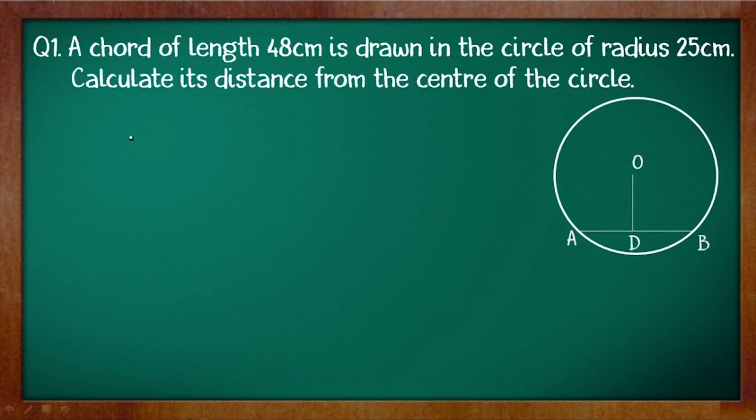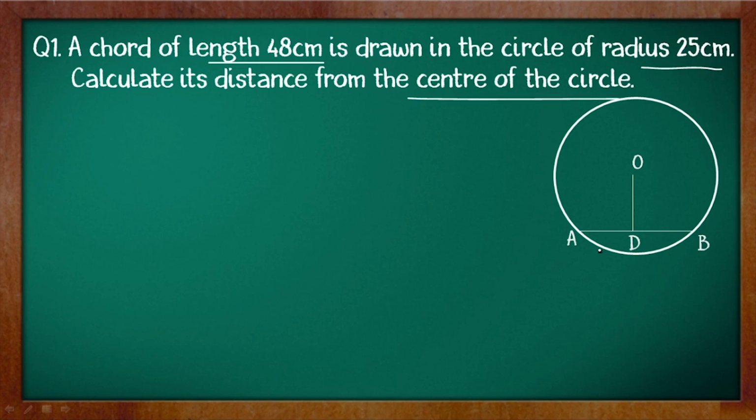So let us see the first problem. The first problem says a chord of length 48 centimeter is drawn in a circle of radius 25 centimeter. So the length of the chord is 48 and the radius of the circle is 25 centimeter. Calculate the distance from the center of the circle.